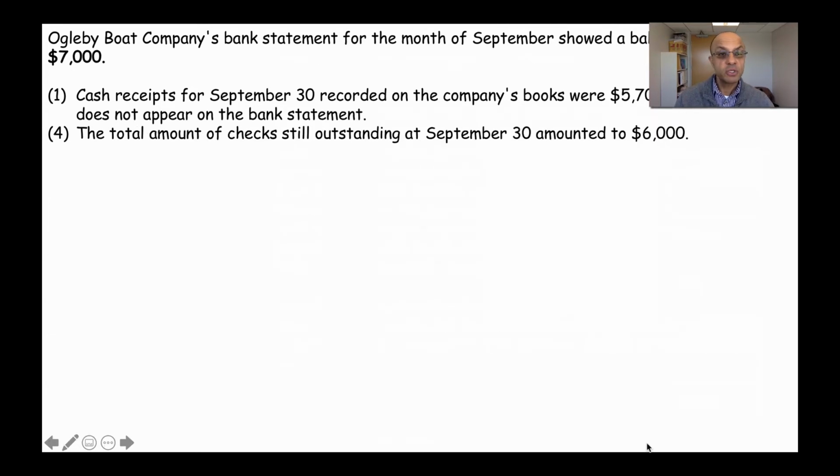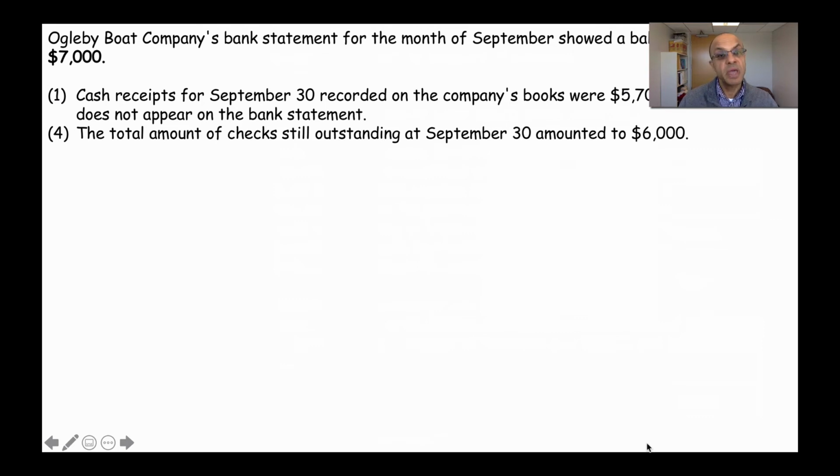So first of all, the balance per bank is $7,000. In the first point, we see cash receipts from the company of about $5,700 that don't appear on the bank statement. This one we call checks in transit. The other item is outstanding checks for $6,000.